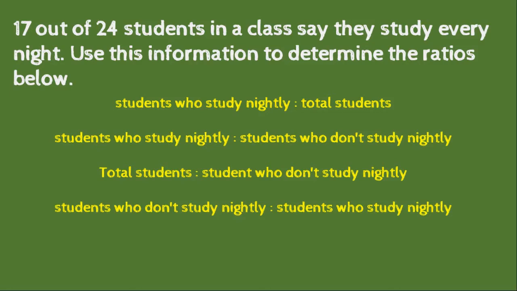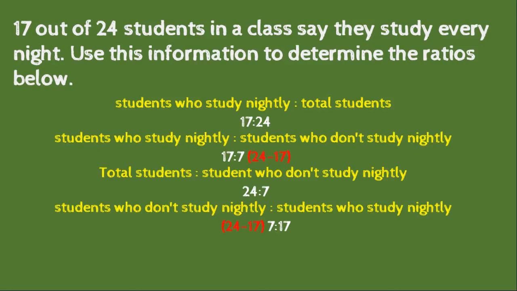So in the first one, we consider students who study nightly. That is given with the number 17 out of 24 students in the class. They say they study every night. So it is simply 17. And the total number of students is also given there, so it's 17 to 24.